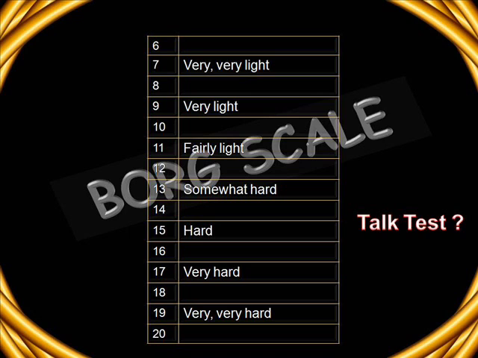What is the talk test? Instead of using this Borg scale, we can roughly assess the patient's ability to withstand the exercise by asking him to speak out while he is exercising. If he is able to speak freely without any breathlessness, it means that he is able to tolerate that level of exercise very comfortably. Instead, if the patient is gasping for breath to speak out a few words or a few syllables, that indicates that his level of exercise intensity is quite high for him at that particular level. So that's how we decide on the intensity of the exercise.